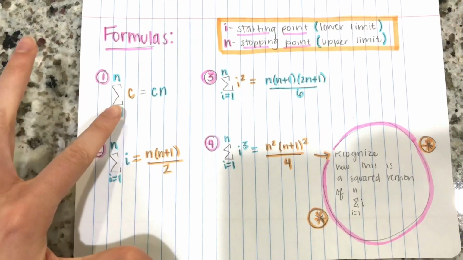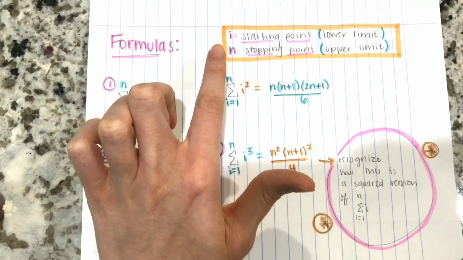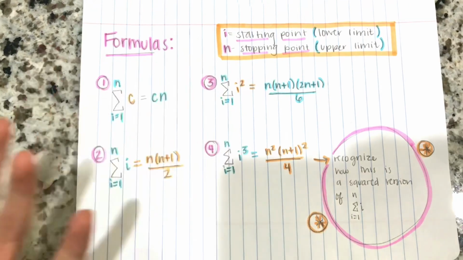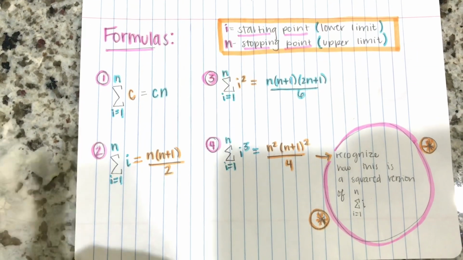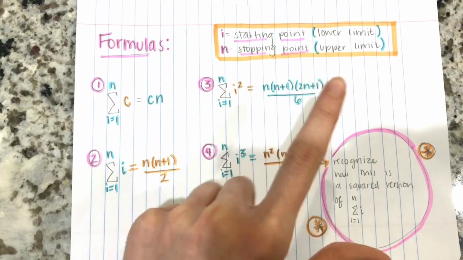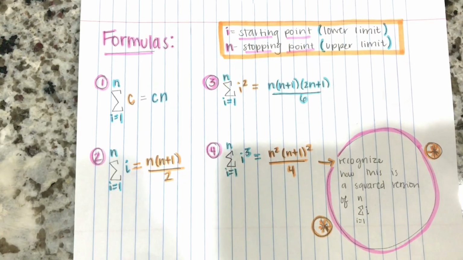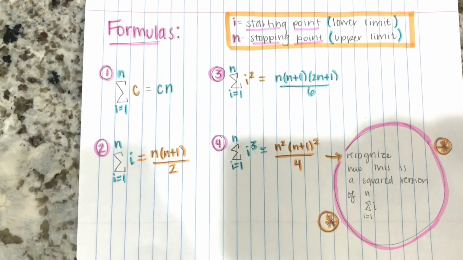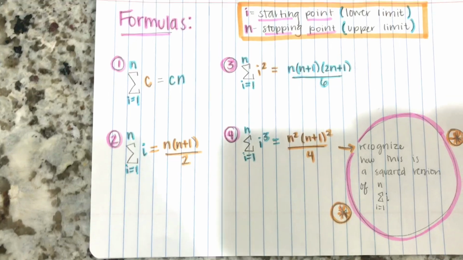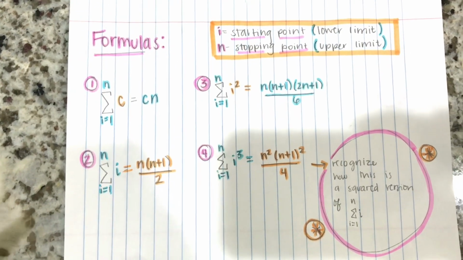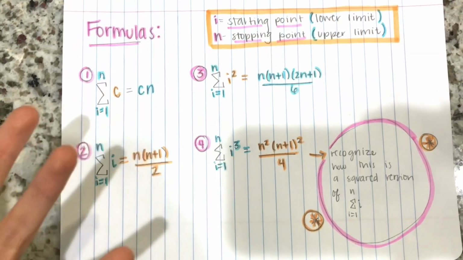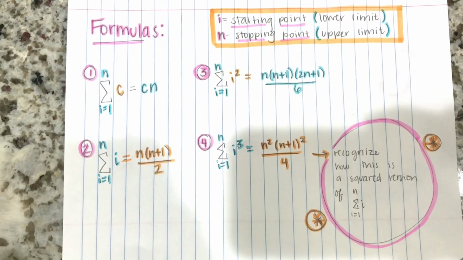So breaking this down, what is i? i is our starting point, or often known as the lower limit of summation, and n is our stopping point, or the upper limit of summation. It can also be thought of as how many times we're adding something together, specifically if we have a constant. That's just one way to think about it.